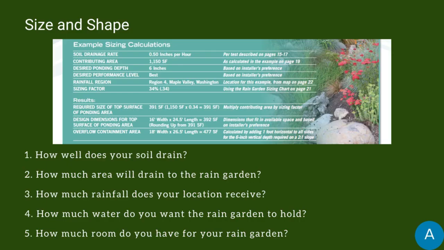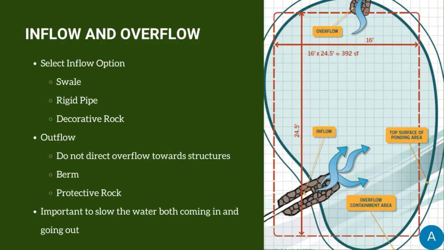Once we have all this information, we can determine the size of an ideal rain garden for our property. You can find the exact equation in the Washington State Rain Garden Manual, which will be linked at the end of the presentation. Determine where the inflow and outflow will be. Water can be delivered across a landscaped area through open swale with decorative plants and rock, or through a pipe. Those are most of your options for inflow.